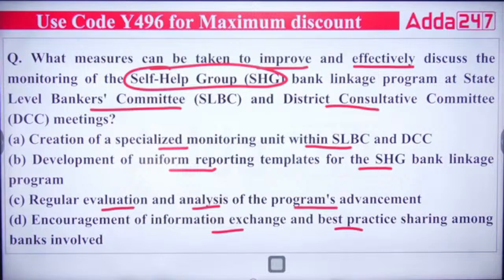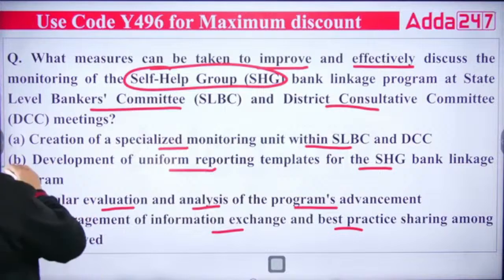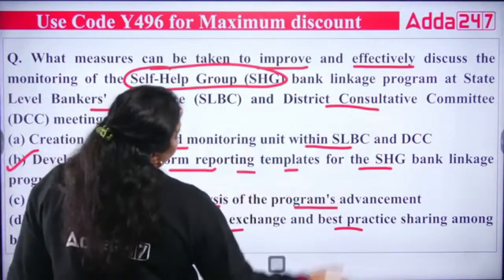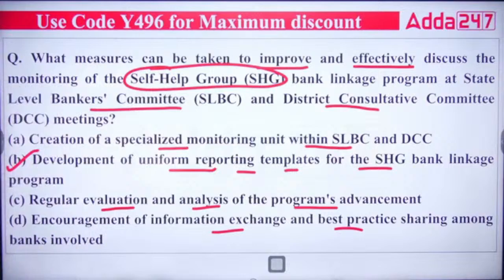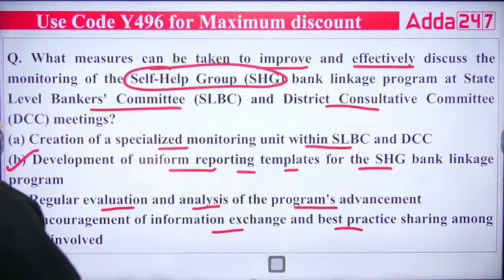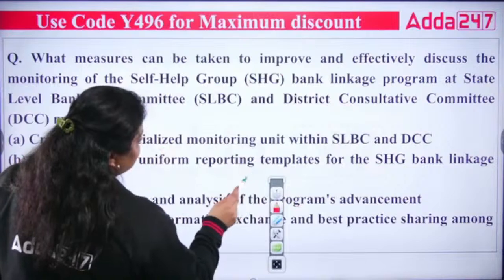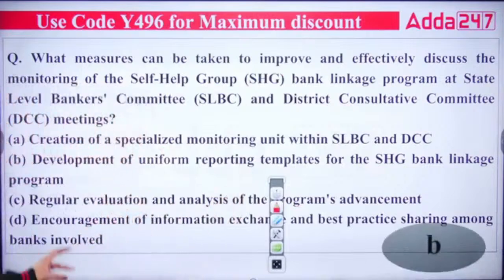Which of the following is correct? So the right answer here is, first, develop the uniform reporting template for the self-help group bank linkage program. If you have developed a uniform reporting template, it can easily make it possible to improve and effectively discuss the monitoring of self-help groups. So the right answer is B.